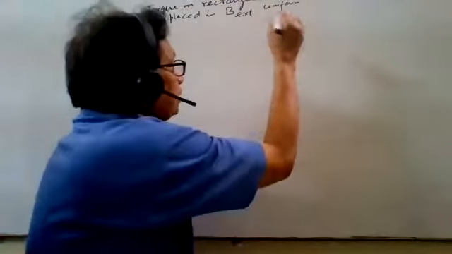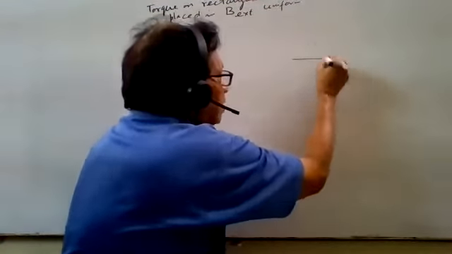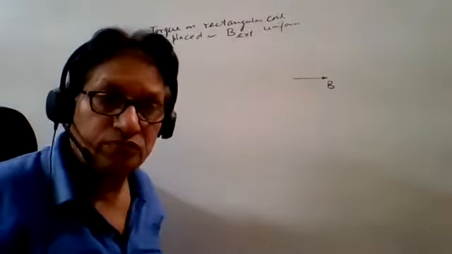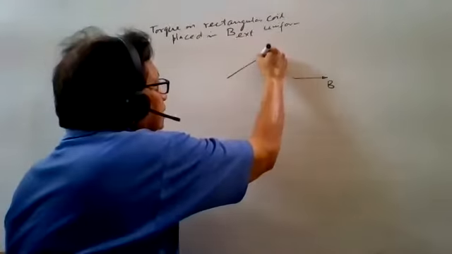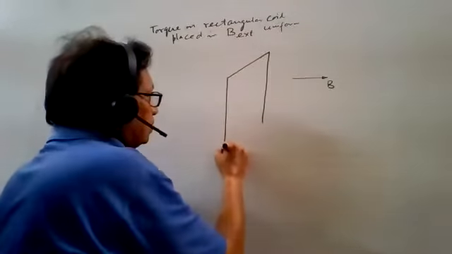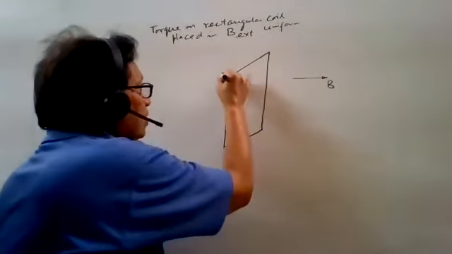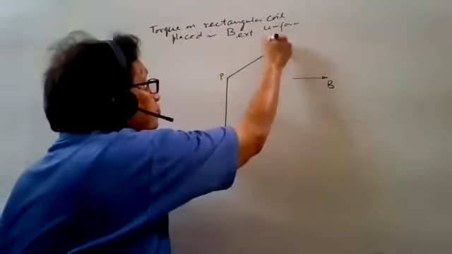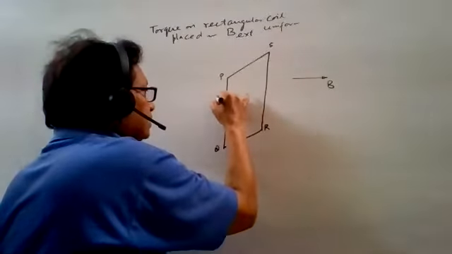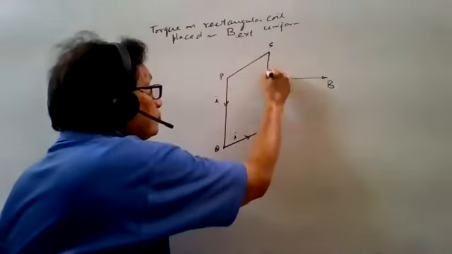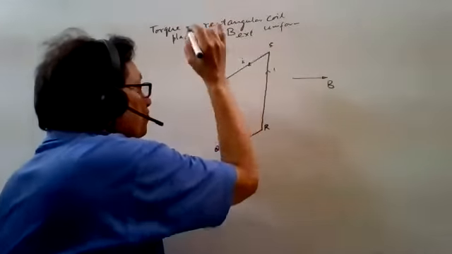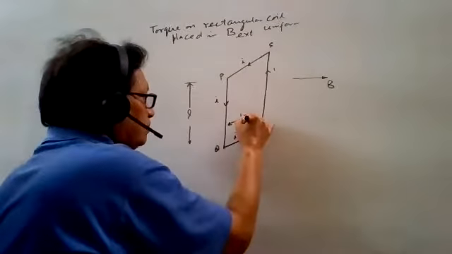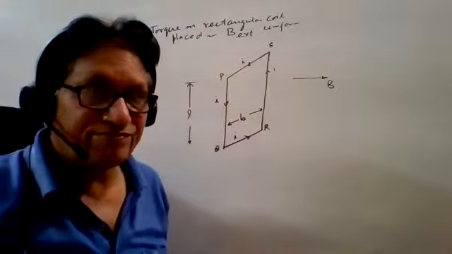Suppose this is the external magnetic field, denoted with B. And let us discuss this rectangular coil, namely PQRS, and current here is flowing like this. There is the length L, and this is the breadth P of this rectangular coil.